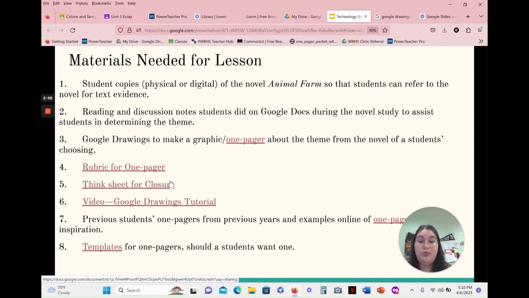They will need the rubric. They will need the think sheet for the closure activity. They will need to watch a video as a class on how to use Google Drawings. And as I am the teacher, they will be provided with previous one-pagers that other students have made in years gone by so that they can have examples. And finally, for students who want them, they can have a template for their one-pagers.